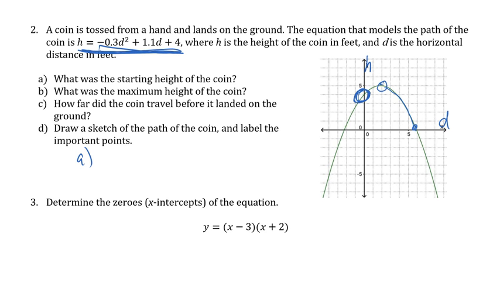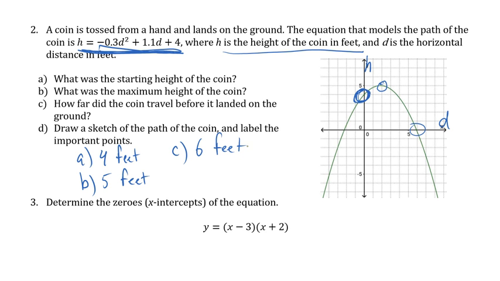So for part A, what was the starting height of the coin? It says h is the height of the coin in feet, so 4 feet. Don't just say 4, include units. What was the maximum height of the coin? Looks like about 5 feet. If it wasn't right on, then I would estimate, but that looks like it's right on. How far did the coin travel before it hit the ground? So it started at 0 and it went all the way, looks like, to 6 feet. So 6 feet. And draw a sketch.